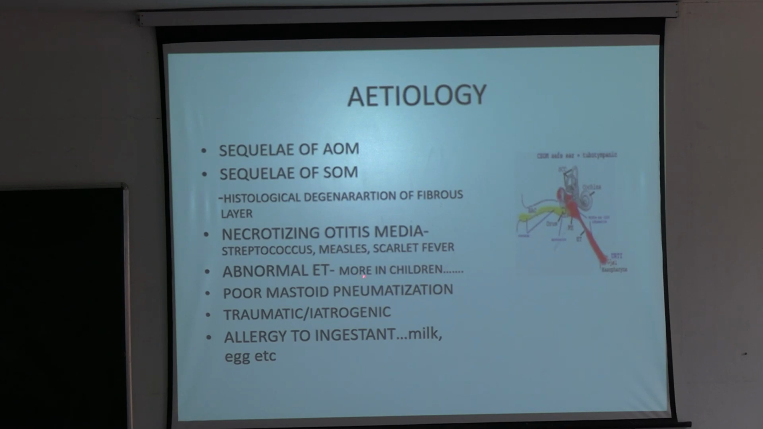Abnormal eustachian tube, more in children, you already learned. In case of children, their eustachian tube is more horizontal and short, and there is presence of adenoid, and so there is chance of recurrent infection of the middle ear through the eustachian tube in children. Poor mastoid pneumatization. In case of sclerotic mastoid, there is chance of otitis media is high. Traumatic, iatrogenic, allergy to ingested milk and eggs. This is due to allergic cause.